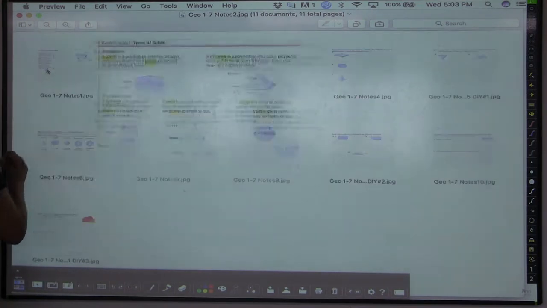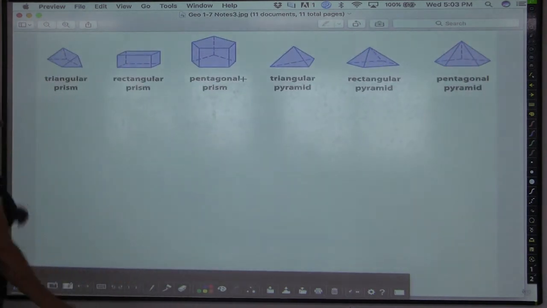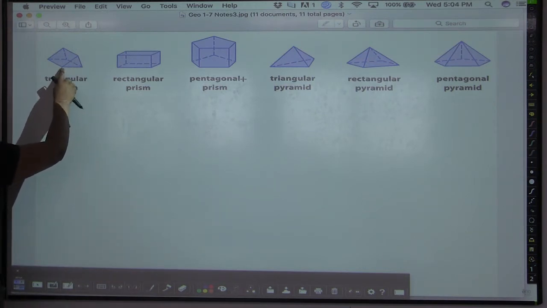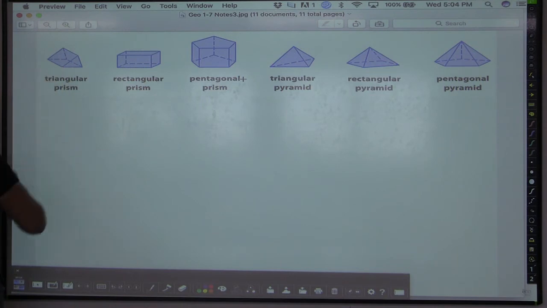So let's go to our next slide. What you see here is that when it is a polyhedron, it can be named by the shape of its bases. Because this base is a triangle, and you might be thinking, why isn't the bottom part the base, because you think base, bottom, but remember that the definition was that the bases had to be parallel to each other.